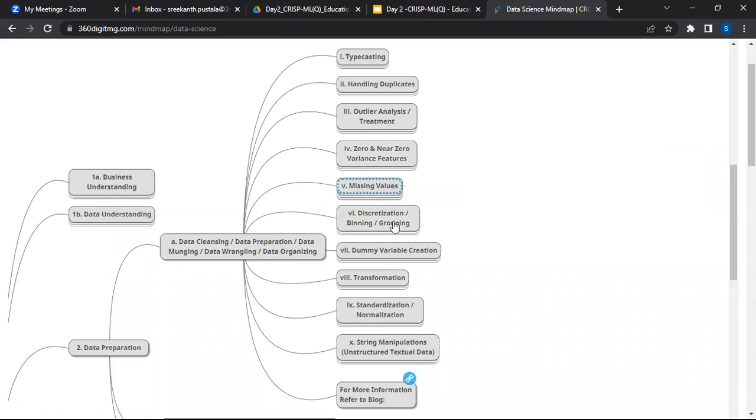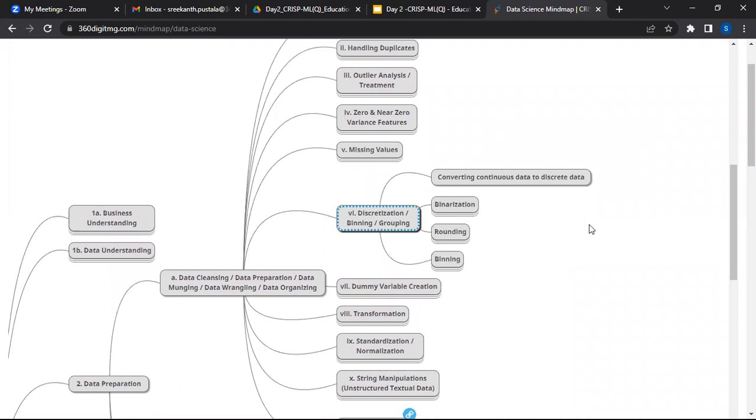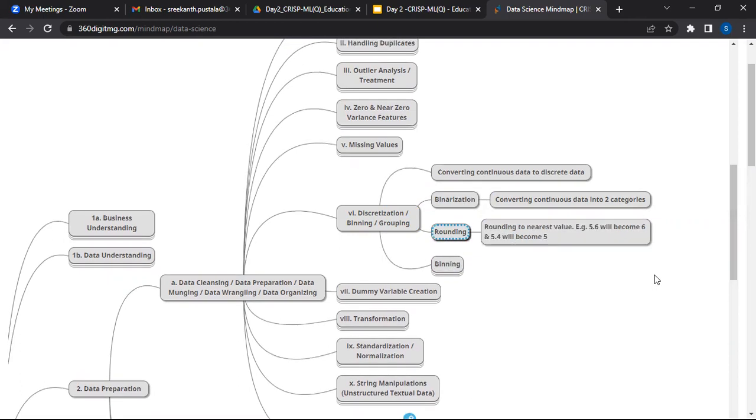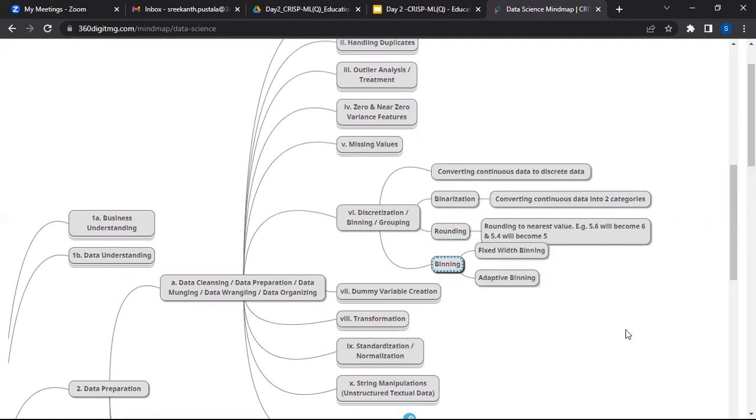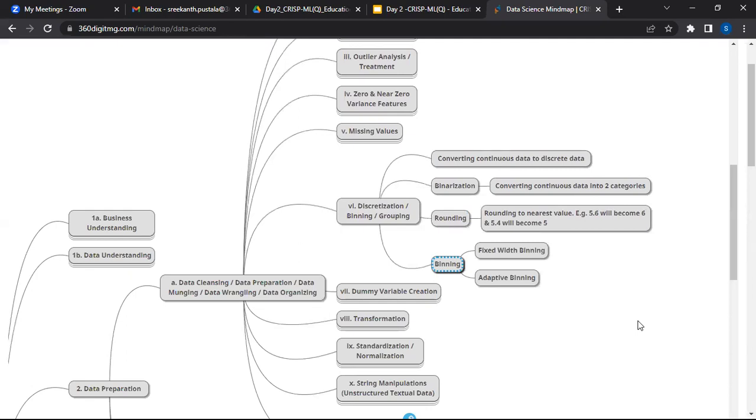So these are different values we are going to have when it comes to missing. Discretization: converting continuous data to discrete data. We have three different methods here again. When it comes to binarization, converting continuous data into two categories. And when we have the rounding method, rounding to the nearest value, 5.6 will become 6 and 5.4 will become 5. We have binning. We have two types, fixed width binning and adaptive binning.